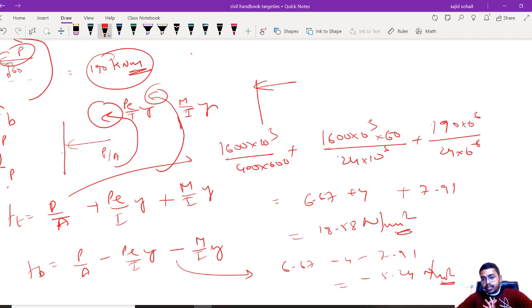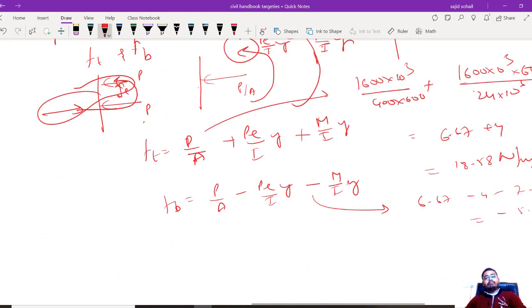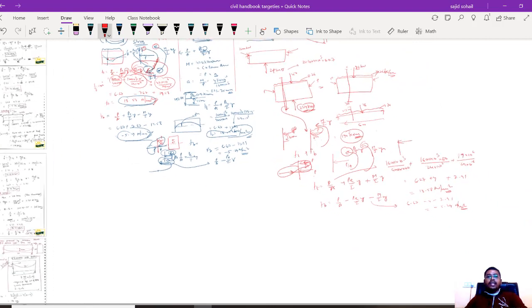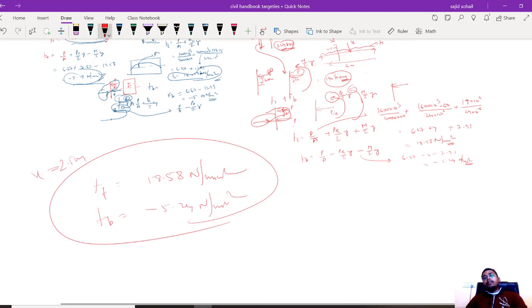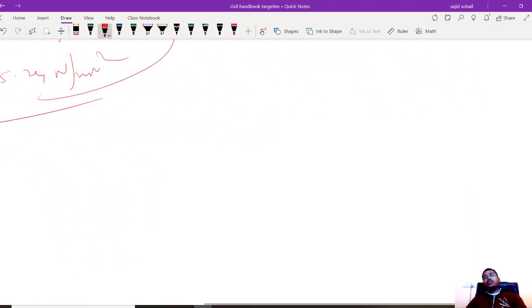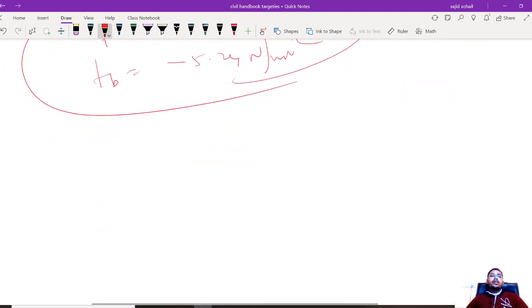So the concept is, whatever method you are doing, stress method, strength method, or load balancing method. So I got at the distance of 2.5 meters from the support. Okay. So my stresses in this diagram, FT will be 18.58 Newton per mm square, and at the bottom I am getting minus 5.24 Newton per mm square. It is up to you whatever method you want to solve, but if the profile is known, better you go for load balancing method. ठीक है, कुछ अजीब सा प्रोफाइल दिया है, then I would not suggest load balancing method, but if not, load balancing method is the best.